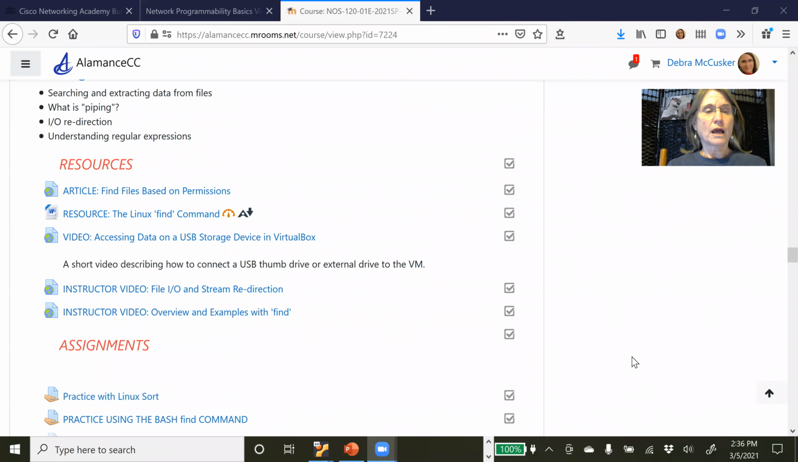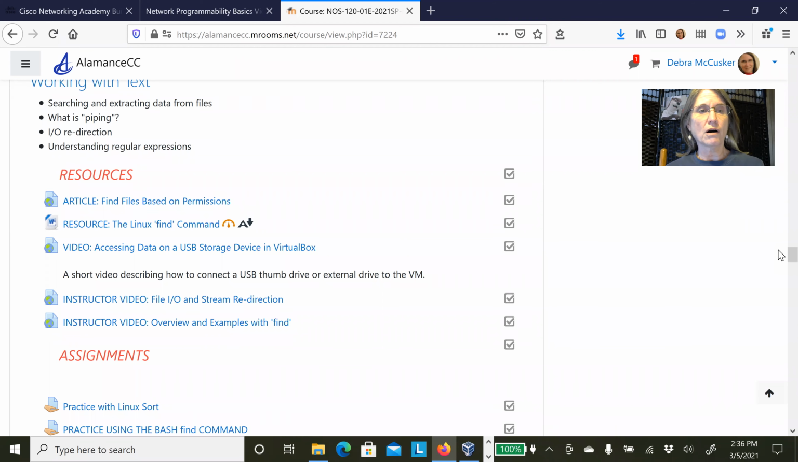In this lesson, we're going to talk about piping and how knowledge about this concept will help you in your work with the Linux operating system. And this topic is included along with some others in our module called Working with Text.